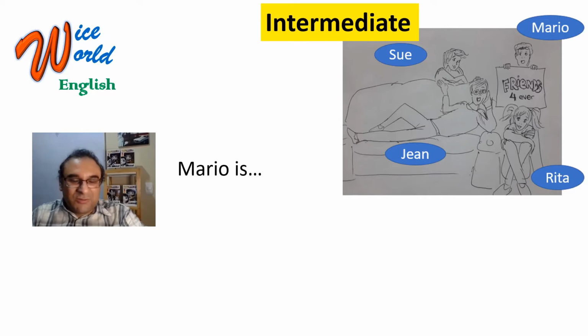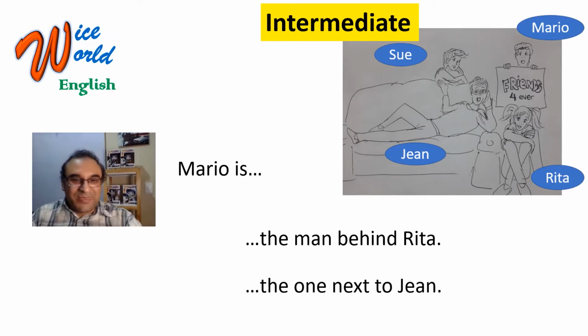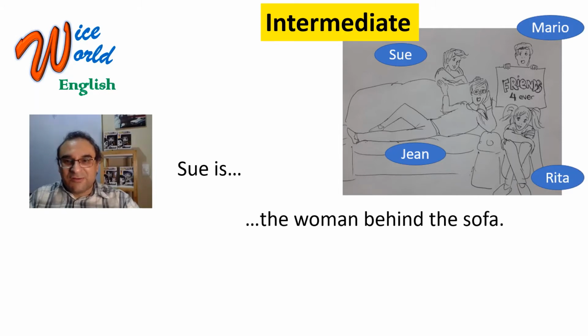So we have Mario is the man behind Rita. Mario is the man behind Rita. Mario is the one next to Jean or John, I don't know, French. Let's see, what about Sue? Sue is the woman behind the sofa.